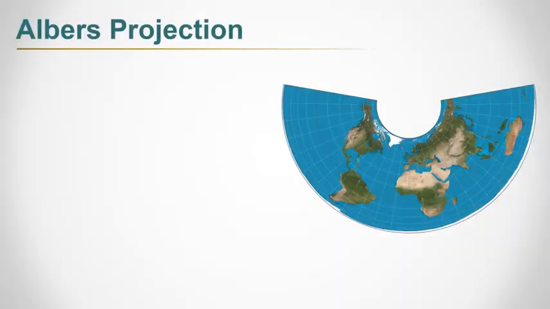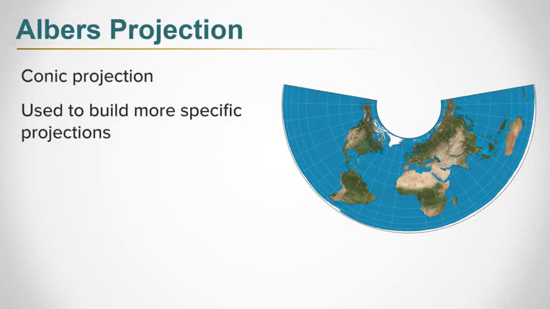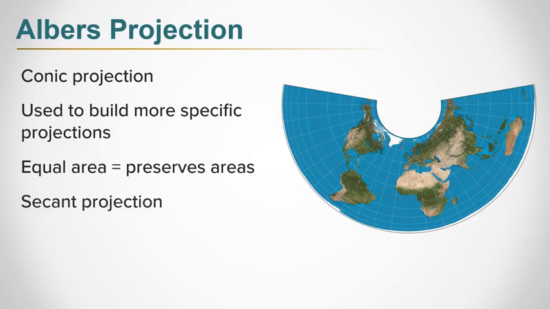Next up, we have the Albers projection. Albers is a conic projection, and it's often modified and used to build more specific projections. It's also an equal area projection, which means it preserves areas, but not necessarily many of the other properties. The Albers projection is also a form of secant projection. Remember that cone that we sunk into the Earth? This means it has 2 standard parallels, or the lines along the Earth along which there's no distortion. And these account for its ability to accurately represent large areas.